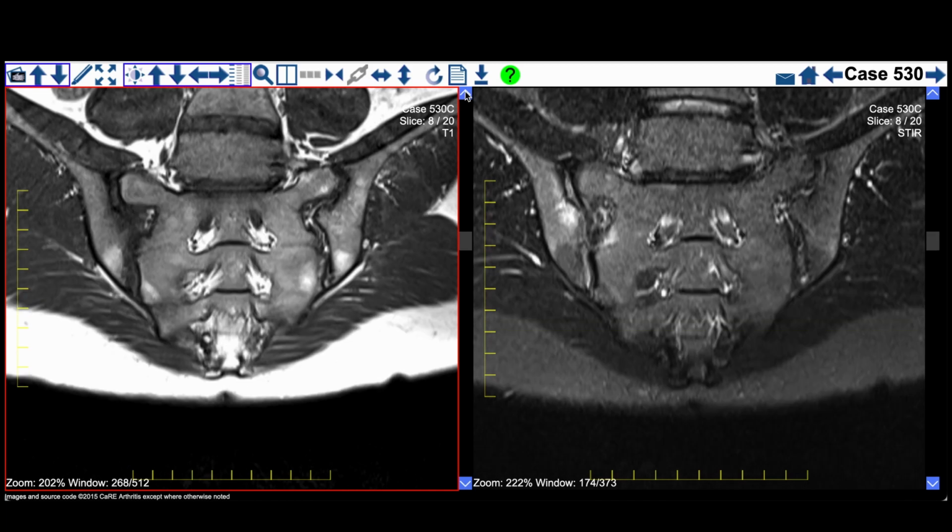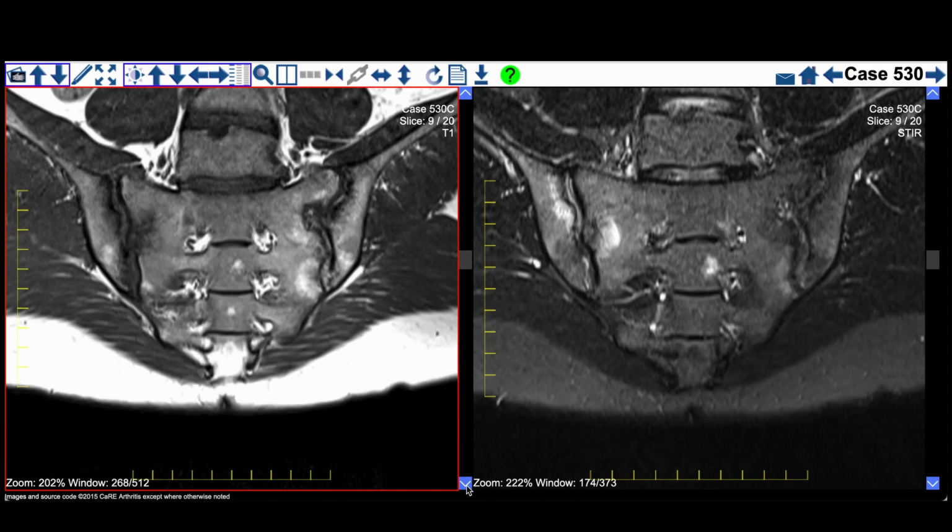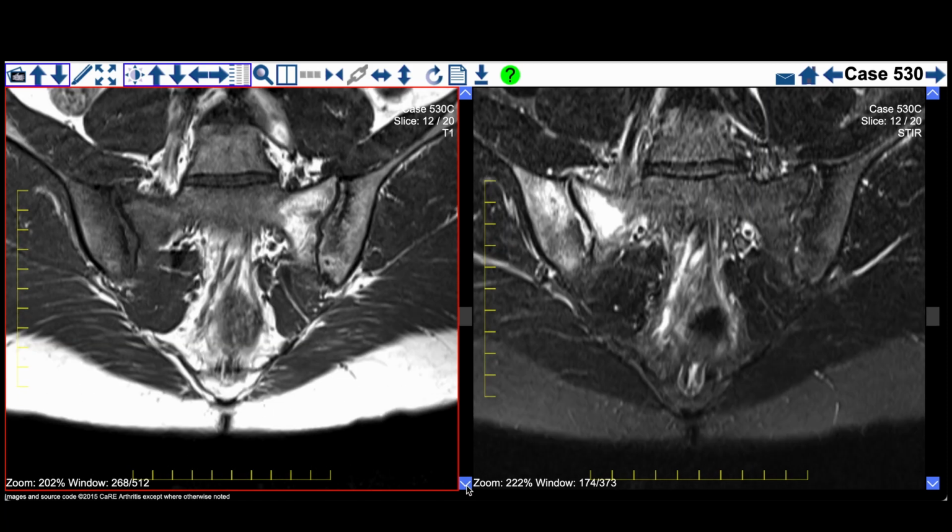So what do we see now as we scroll through the slices from front to back? Now we have an intense bright signal in the right sacrum. We have some signal in the right ilium. There is a very active inflammatory process in the right joint.